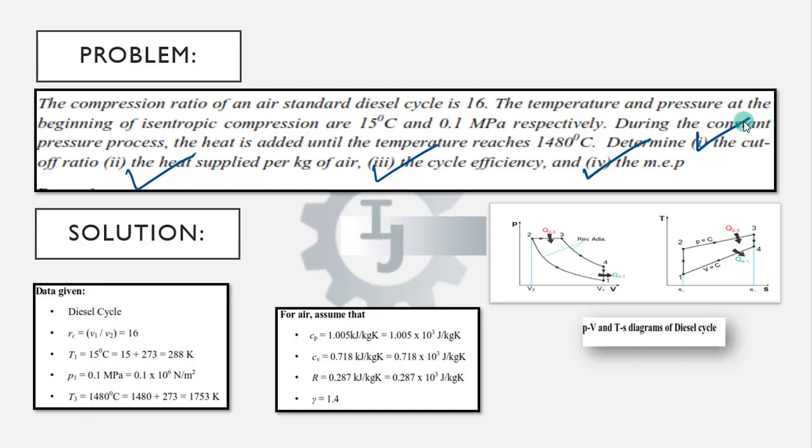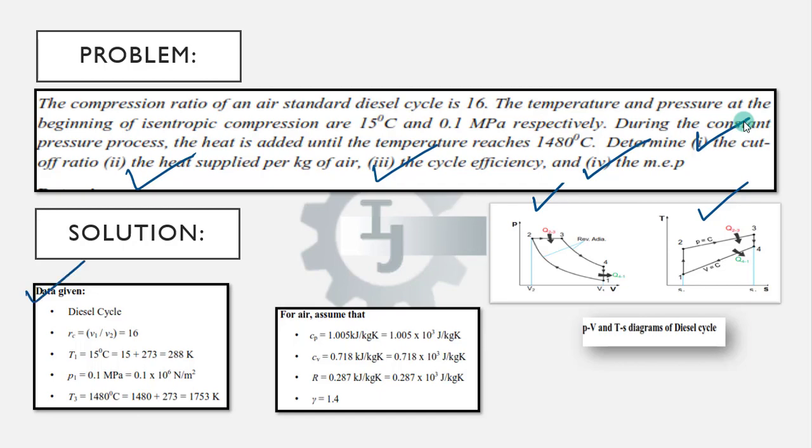So we know this is a diesel cycle, this is a PV diagram and this is the TS diagram. We know the processes: 1 to 2 is isentropic compression, 2 to 3 is constant pressure heat addition, 3 to 4 is isentropic expansion and 4 to 1 is constant volume heat rejection. So let's see what data are given.